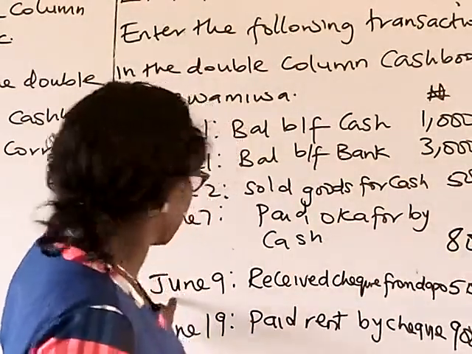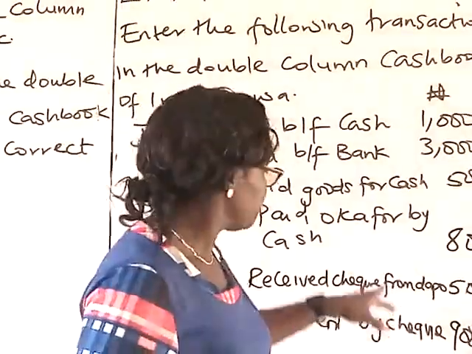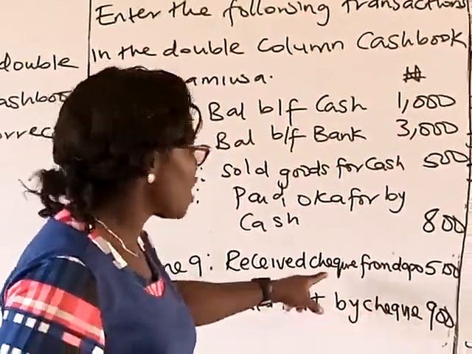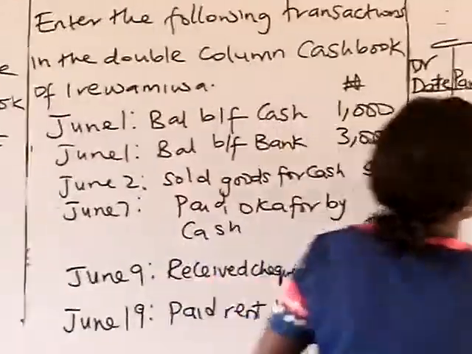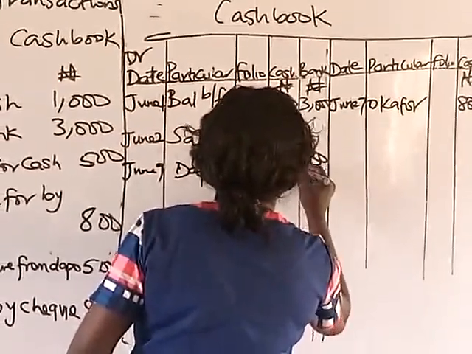Okay, let me come again, I made a mistake there. June 9, received check from Dapo. A check of 500 was being received. And where do we make use of check? We make use of check in the bank. So the money is going to be under the bank column because we use check in the bank.